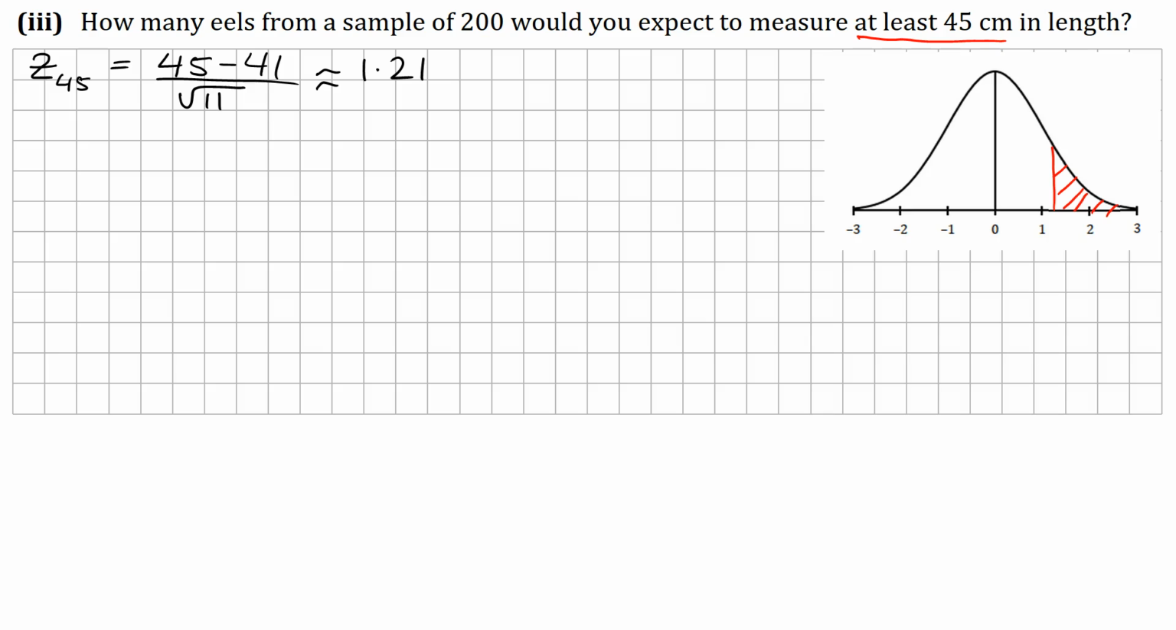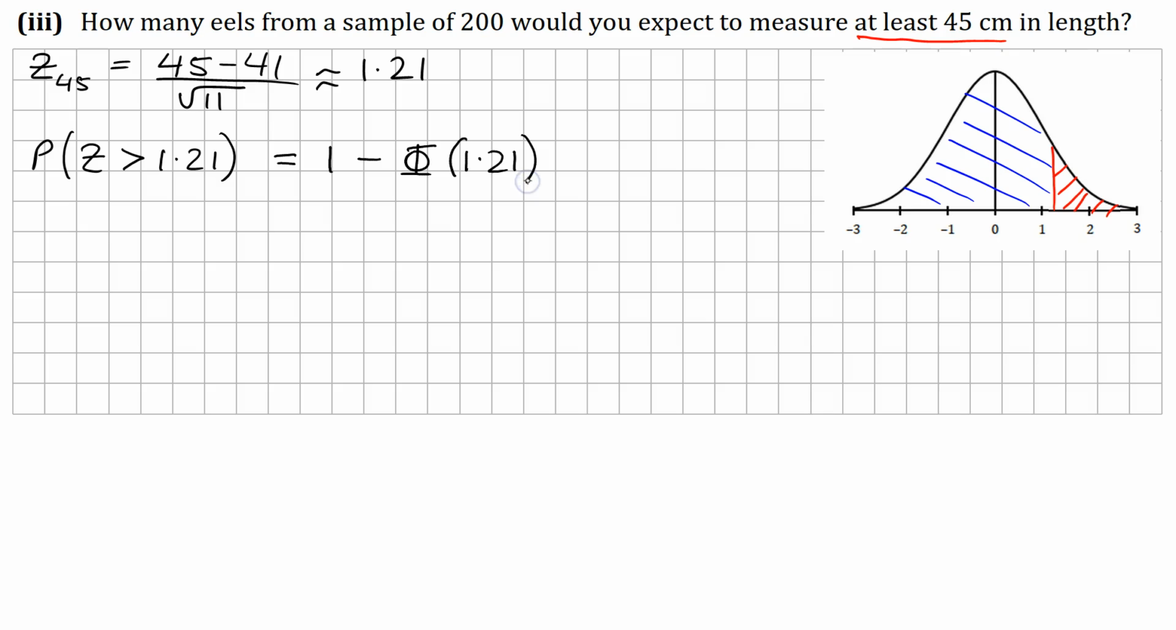So we set this into a probability of z greater than 1.21. Now we know we're in trouble here because we can't get that in our tables book, as we can only get to the left, the section in blue. So I'm going to go 1 minus phi of 1.21. Phi of 1.21 will give me the blue, and then 1 minus will give me the red. So 1 minus 0.8869, and that gives a probability of 0.1131. So that's the proportion of eels that will be at least 45 centimeters in length.